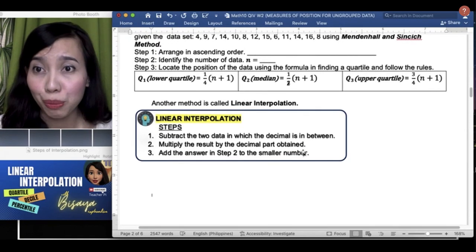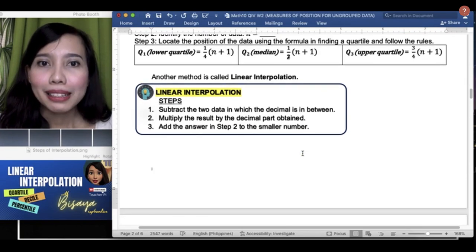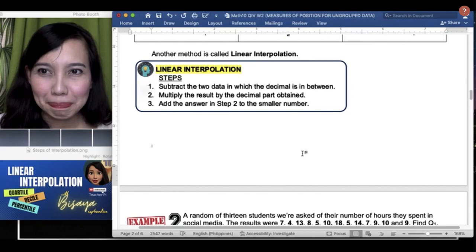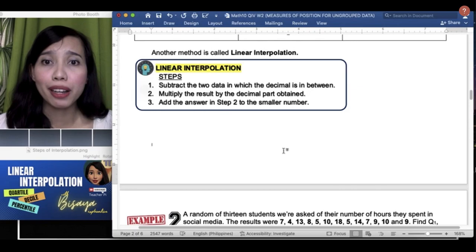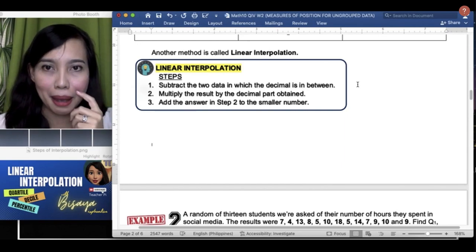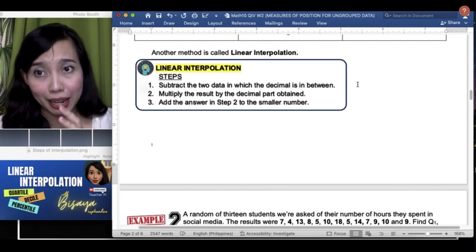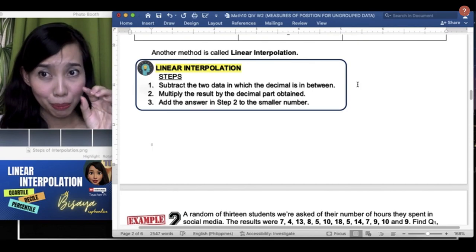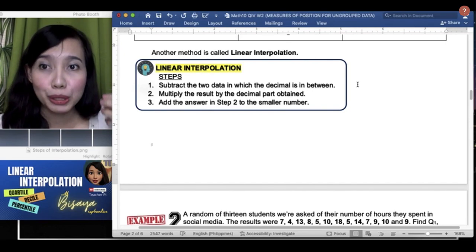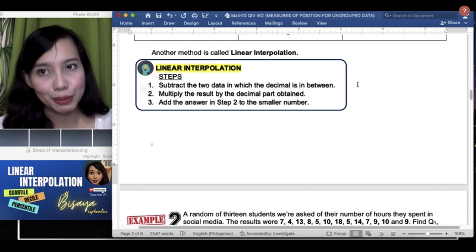When do we use interpolation? When we're solving for the quartiles for ungrouped data and we obtain a decimal. These are the steps to interpolate. Step 1, subtract the two data in which the decimal is in between. I will show it later in the examples. Step 2, multiply the result by the decimal part obtained. So, the number after the decimal point is what we multiply. Step 3, add the answer in step 2 to the smaller number.